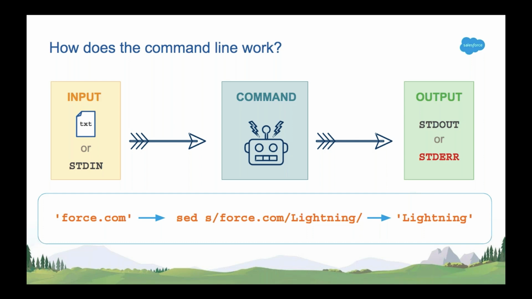So here you can see an example. Imagine you have an input string called force.com, and you're running the sed command on it, which stands for stream editor. What we use it for a lot is find and replace. So we're finding any instance of force.com and replacing it with Lightning. So Lightning would be our output. That's an example of the basic workflow of a command.